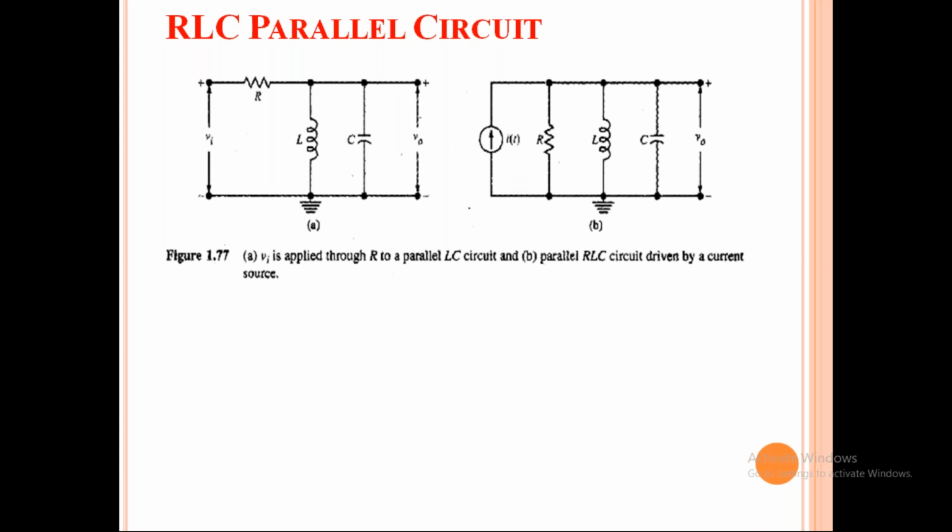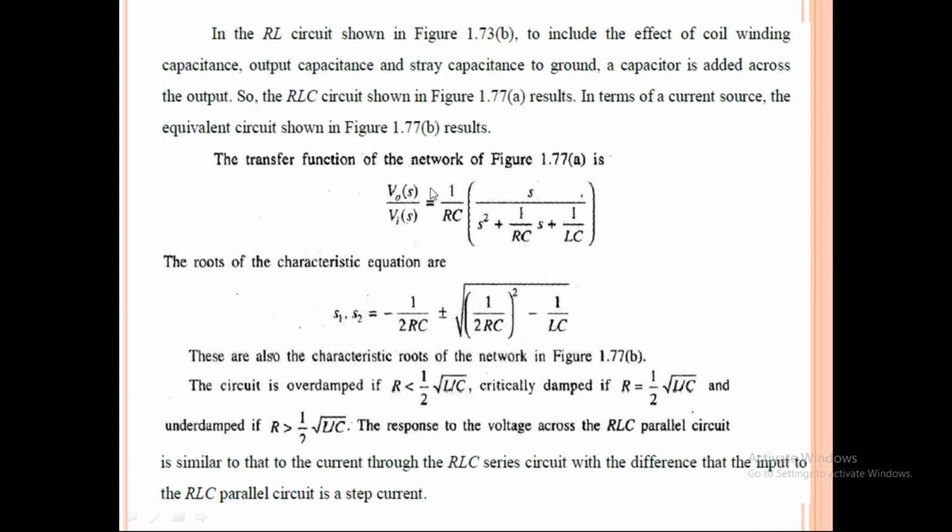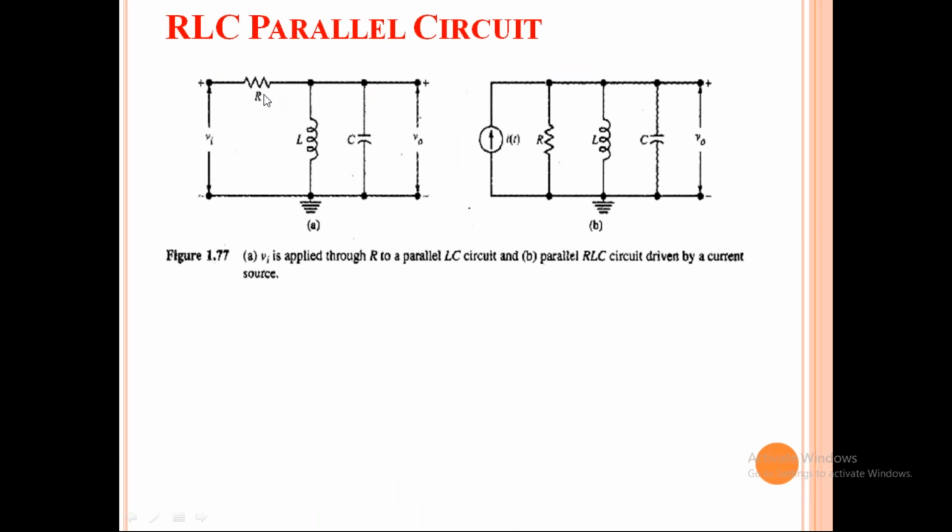RLC parallel circuit. Here also write down the transfer function. So the transfer function for the first diagram, you write down the transfer function V naught of S by VI of S. Here V naught of S by VI of S means output impedance. Output impedance means L and C in parallel combination, that is Z2. Z1 is nothing but R. So Z2 by Z1 plus Z2.